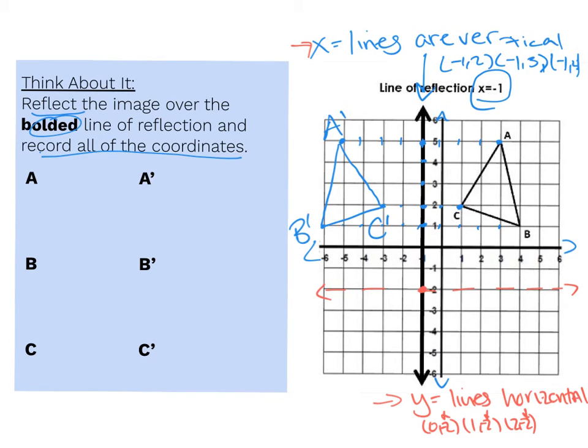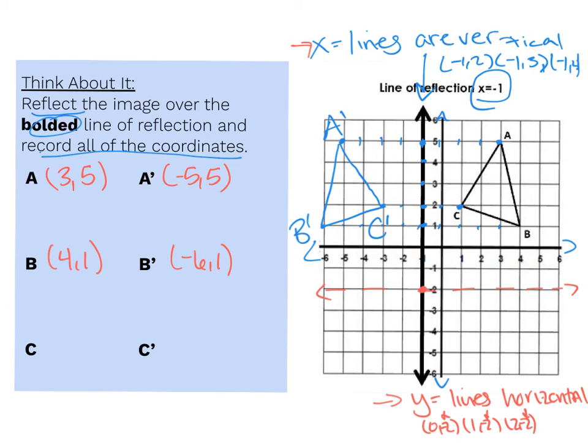Now for our ordered pairs, just check your work to see how you did. So point A started at (3, 5), and it reflected to (-5, 5). Point B started at (4, 1), and reflected to (-6, 1).